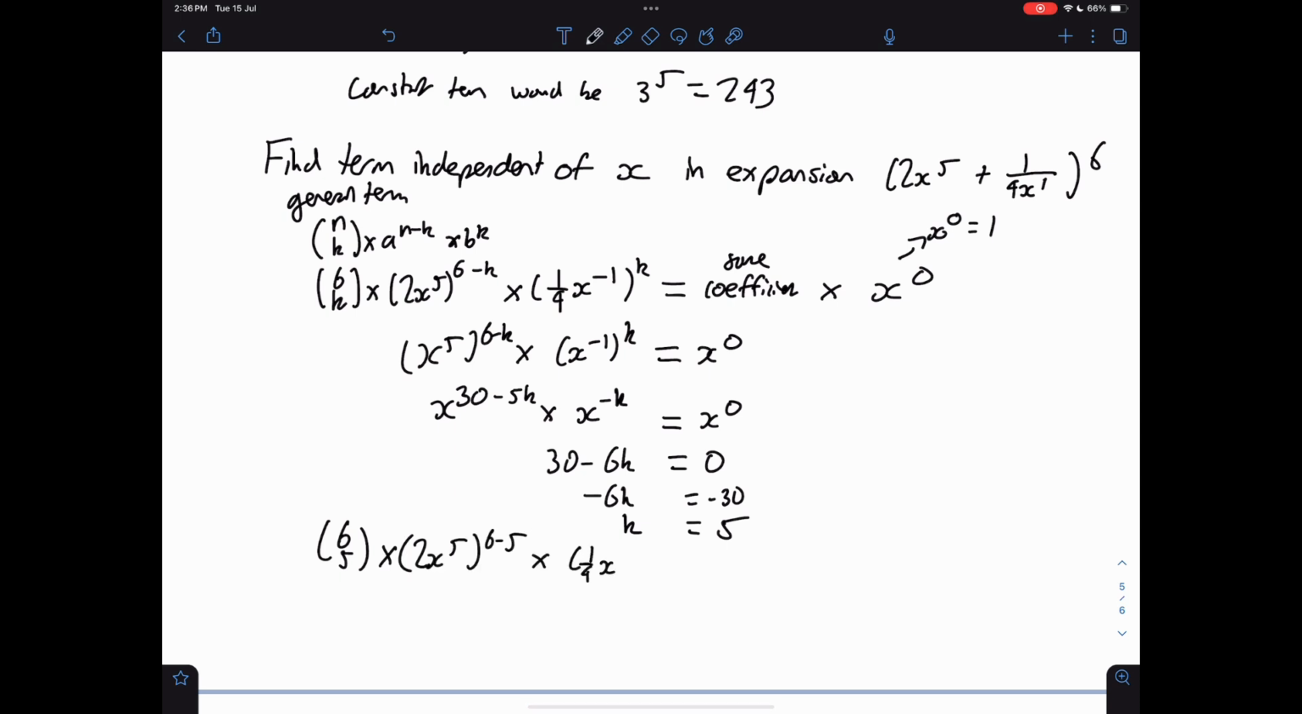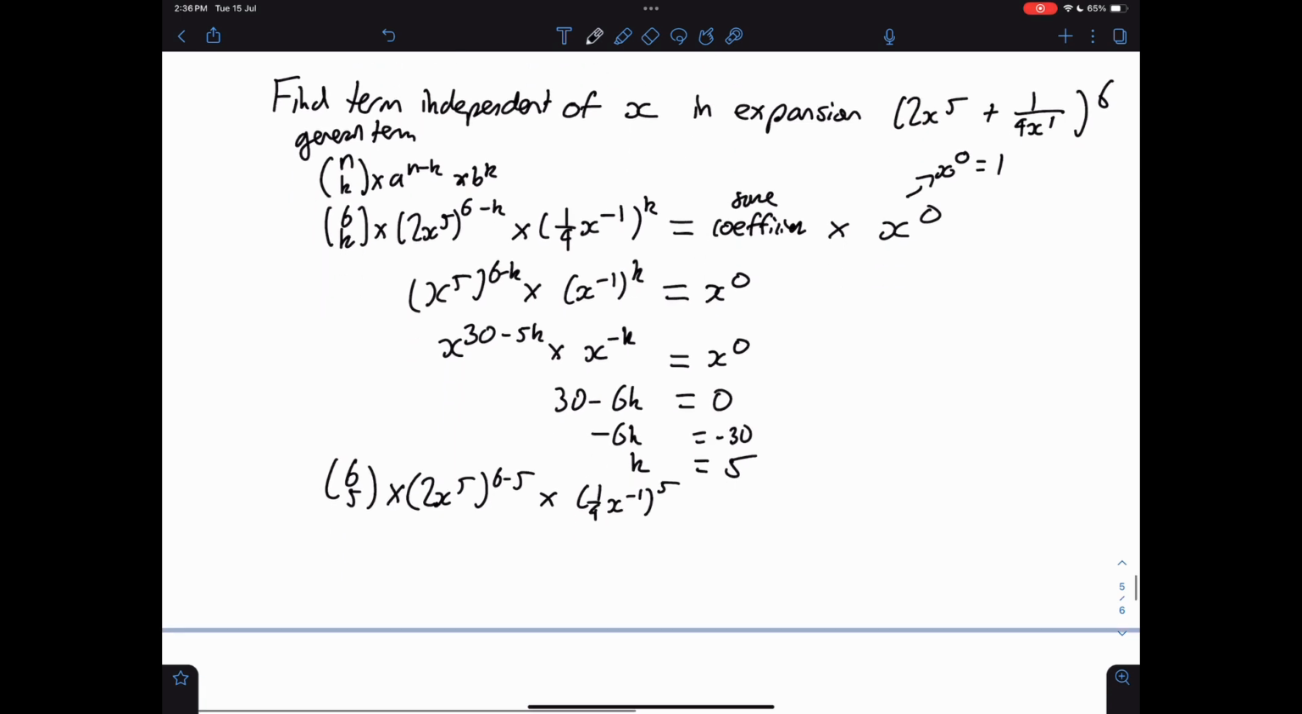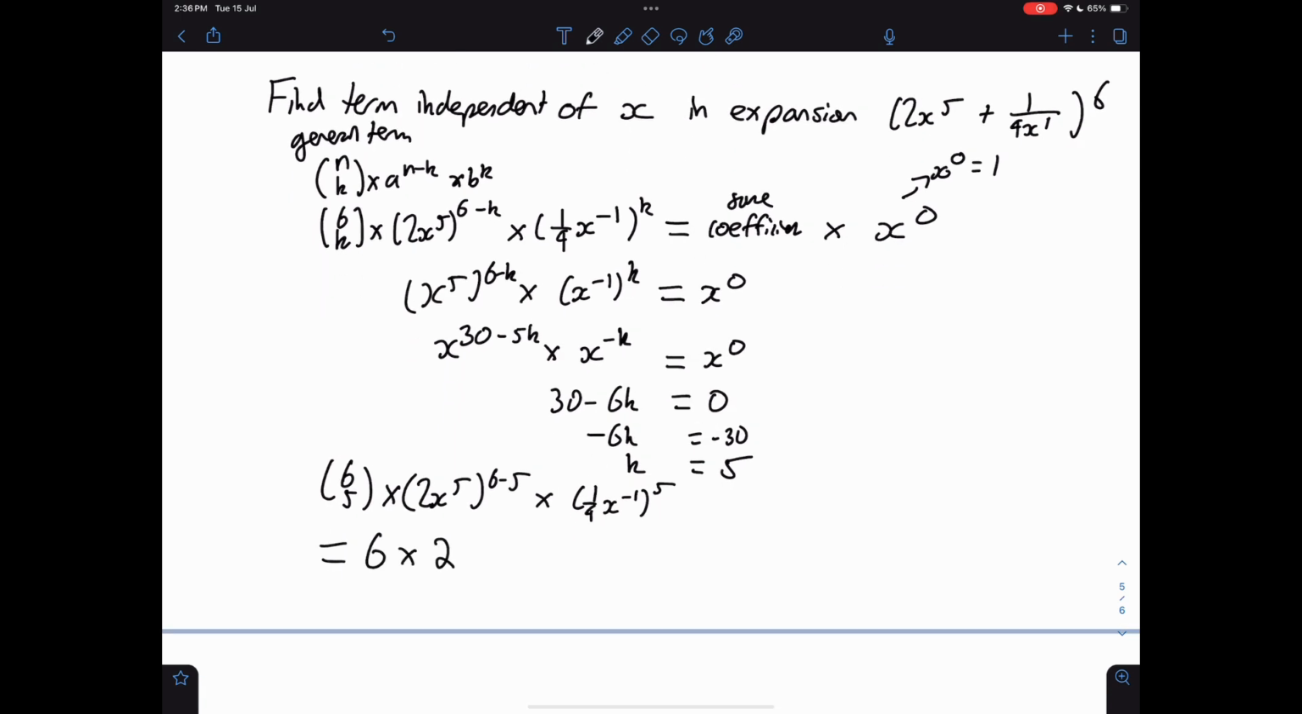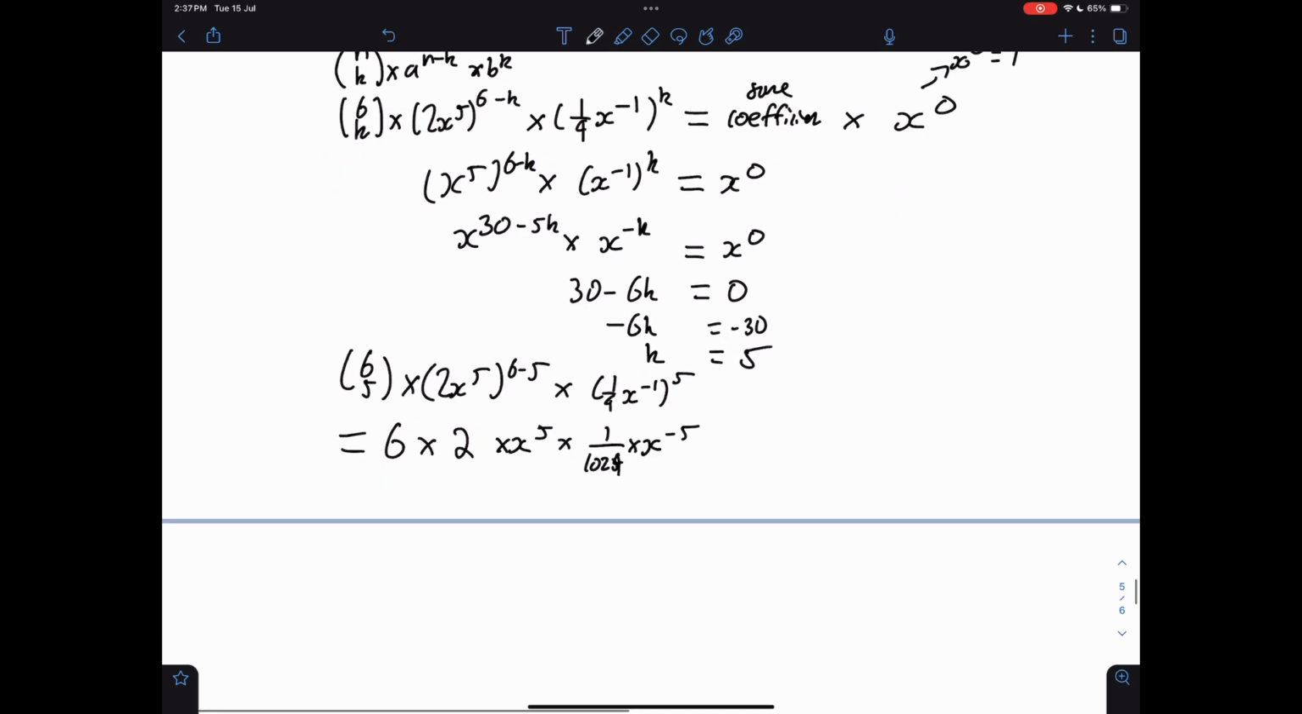So then we just put in our 5. And then you should know the drill by now. We'll just simplify this and evaluate.